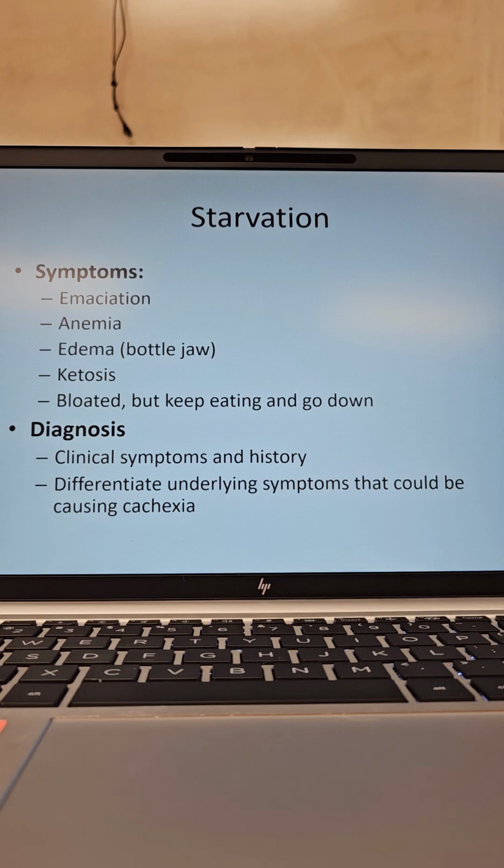This often happens with people when they're starving. They start to bloat. They keep eating, but they go down. They're eventually going to be a down cow because they're weak. They can't do anything. Diagnosis: you're going to look at clinical symptoms and history. You're going to differentiate underlying symptoms that could be causing cachexia. Cachexia is that muscle wasting, that bony appearance.